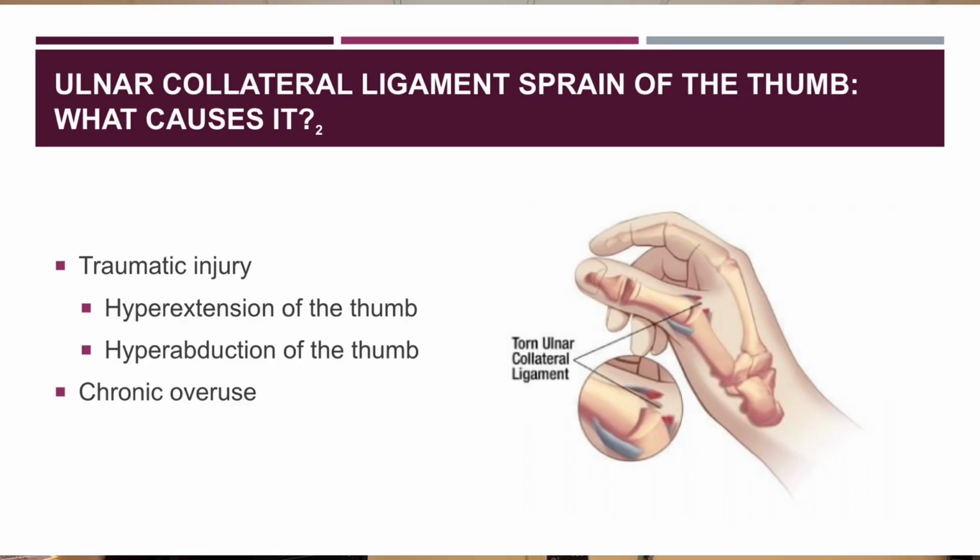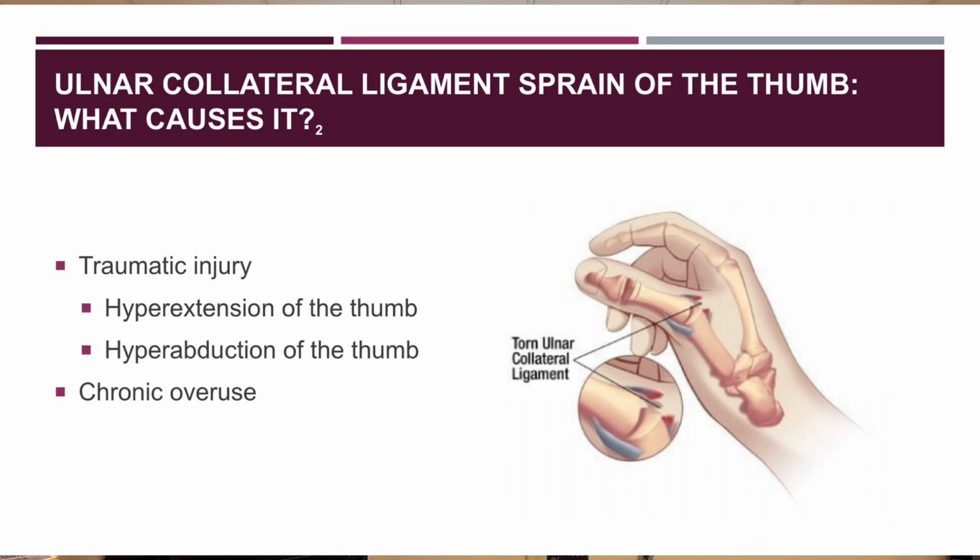What causes a UCL sprain of the thumb? So typically, you may see it occur after traumatic injury, and so that's where the term skier's thumb comes into play, because this condition has a high incidence in skiing accidents where an individual falls and catches the thumb on their ski pole. And in this situation, the thumb is forced away from the hand in an unnatural direction, which can cause the UCL to tear. And so you may see it be forced into hyperextension or hyperabduction.